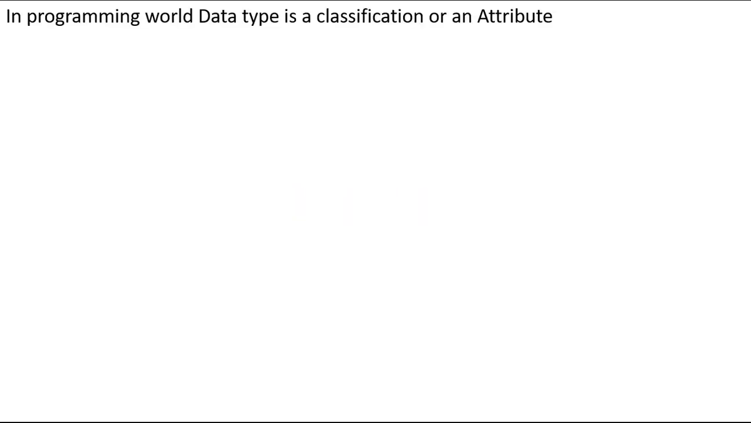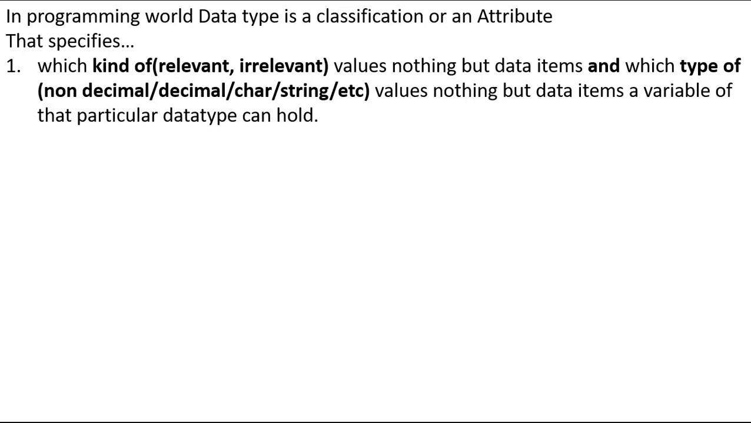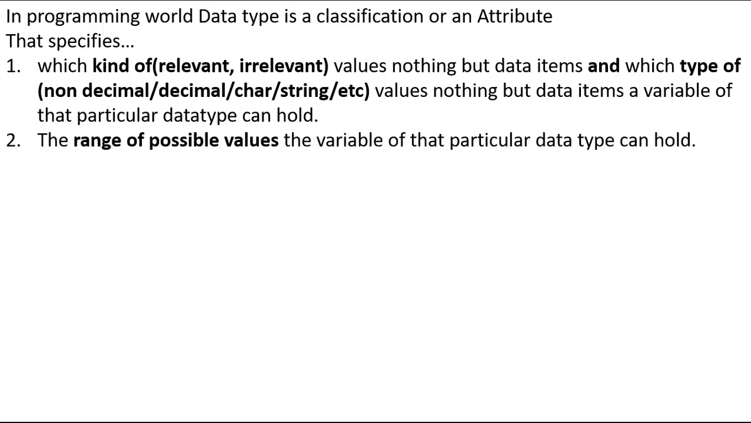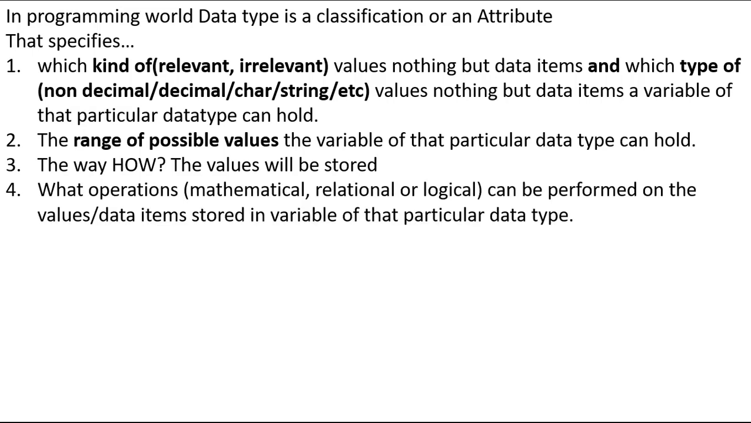In the programming world, data type is a classification or an attribute that specifies which kind of data a variable of that particular data type can hold, the range of possible values the variable can hold, the way the values will be stored, and what operations can be performed on the values stored in a variable of that data type.